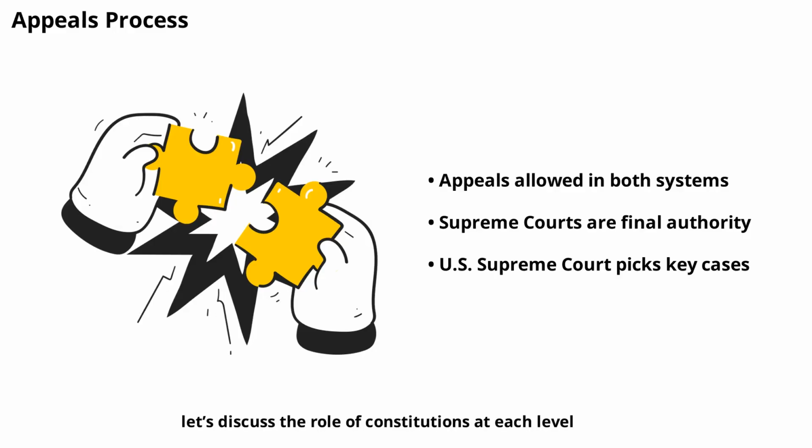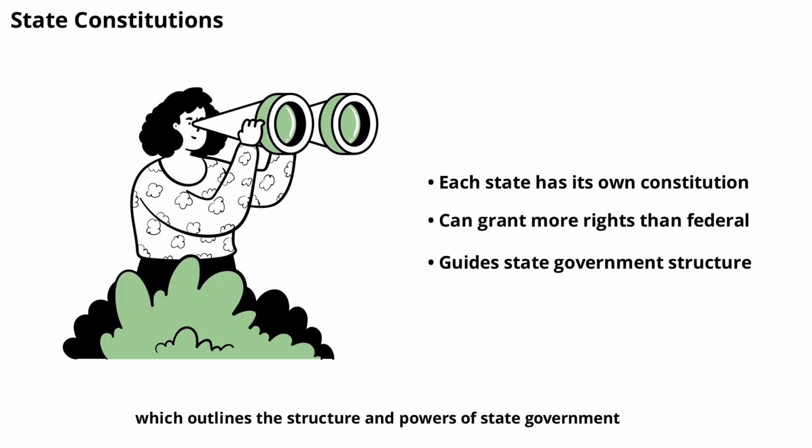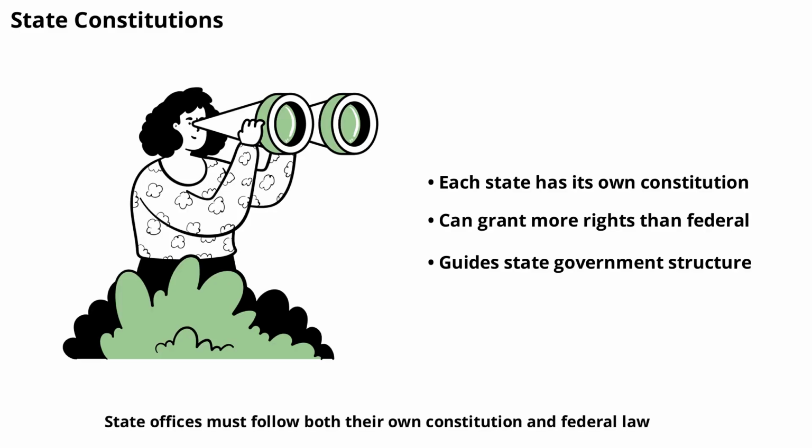Now, let's discuss the role of constitutions at each level. Each state has its own constitution, which outlines the structure and powers of state government. State constitutions can provide more rights than the U.S. Constitution, but not fewer. They set rules for elections, government organization, and individual rights within the state. State offices must follow both their own constitution and federal law.